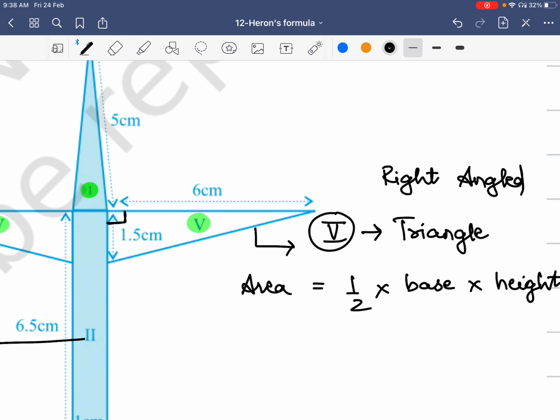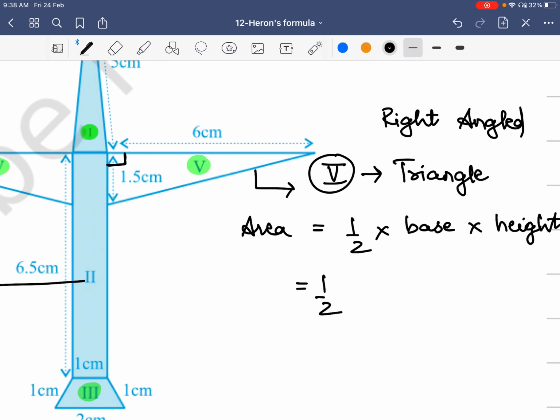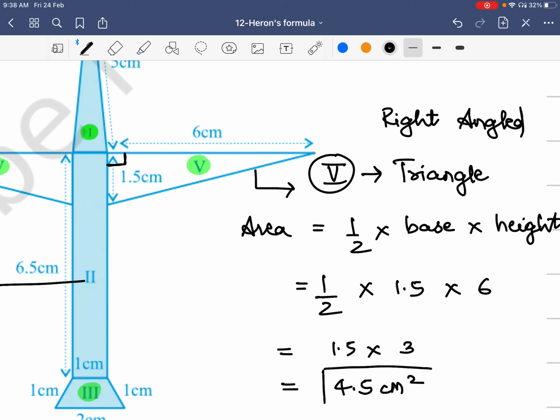There are cases when the height is not known to us, and that is when we will use Heron's formula. However, if the height is known and the base is known, then there is no need to go for Heron's formula, which is quite complicated and time consuming. You just focus on the simple formula, half into base into height. So that is equal to half into 1.5 into 6, which is 1.5 into 3, equal to 4.5 centimeters square. So this becomes the area of this fifth part, which is 4.5 centimeters square.